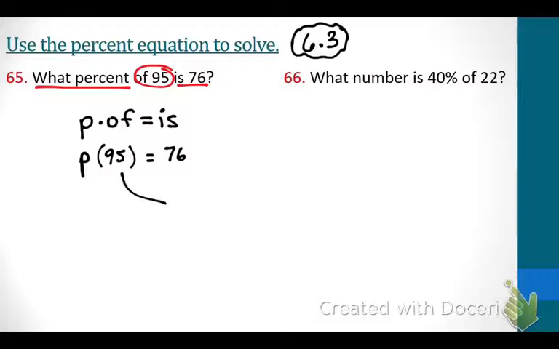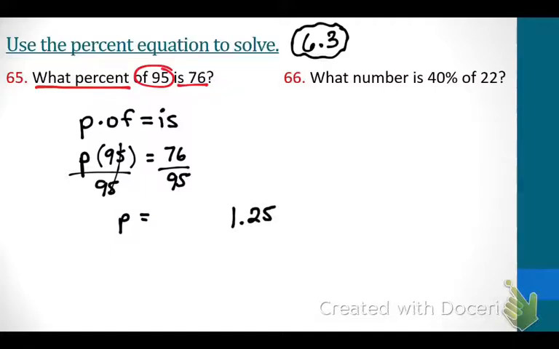We're trying to get rid of this, so divide by 95 on both sides. Very good. We're going to do it on both sides so that we can be fair. And what do you get? 1.25.